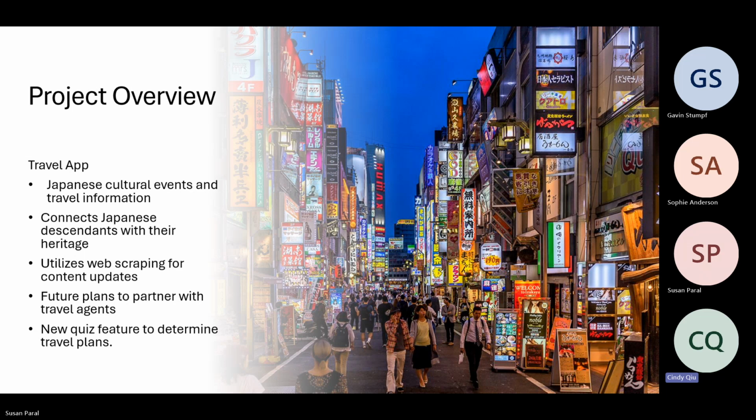So Lotus Routes, well, we were tasked to make a travel website that aims to share Japanese cultural events and travel information. The primary goal is to connect Japanese descendants with their heritage, and some technical goals for the website include using web scraping for content updates, including a quiz feature that will generate a personalized itinerary for the user based on their quiz results. And a future long-term goal is to partner with travel agents to provide curated travel packages.